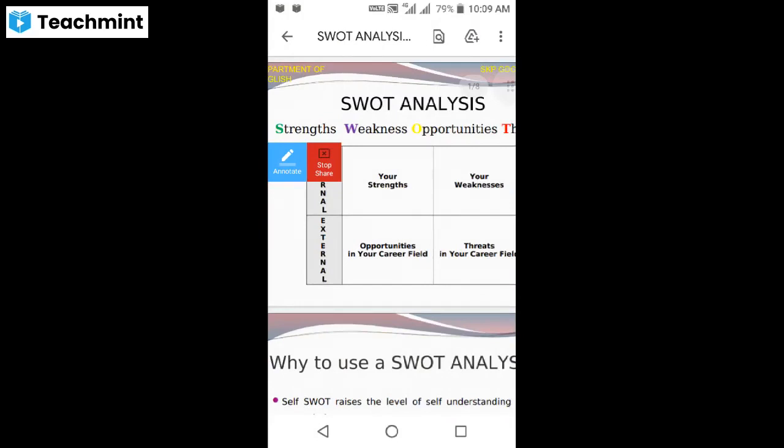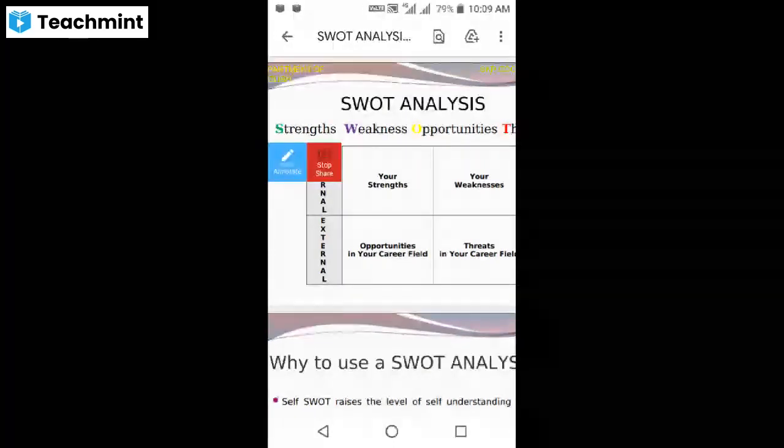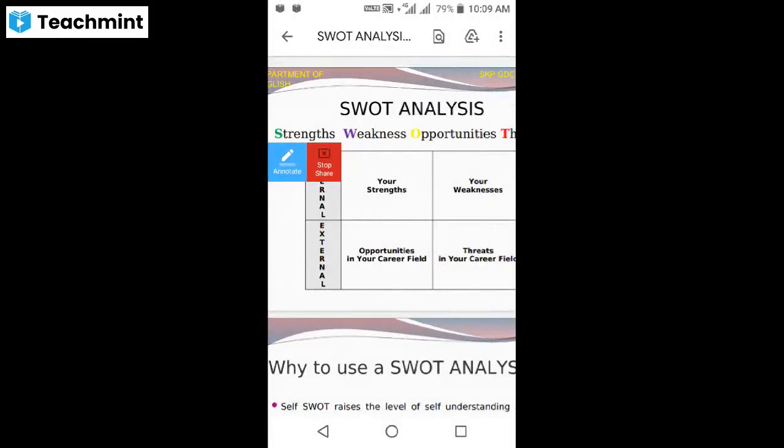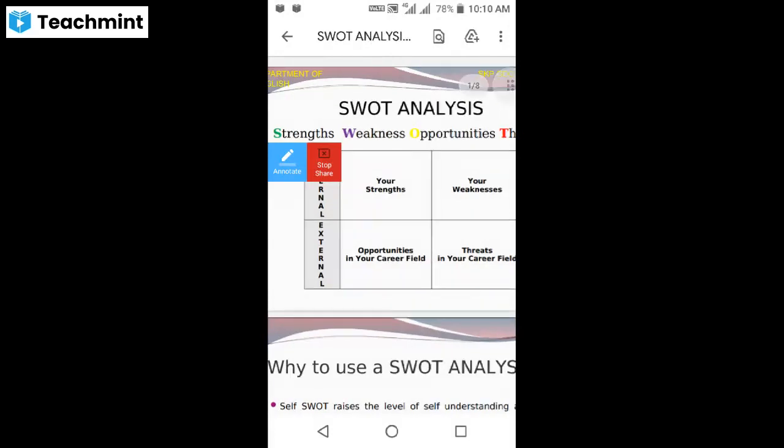What kind of opportunities you have? Opportunities means suppose coaching centers are there, free coaching centers are there. Some opportunities are there in front of you. How to utilize that opportunity is very important. BC study circle is there, or any free coaching services. You have to check what are the opportunities you have to achieve your goal. First you have to analyze yourself, your strengths and weaknesses, then the opportunities in front of you.